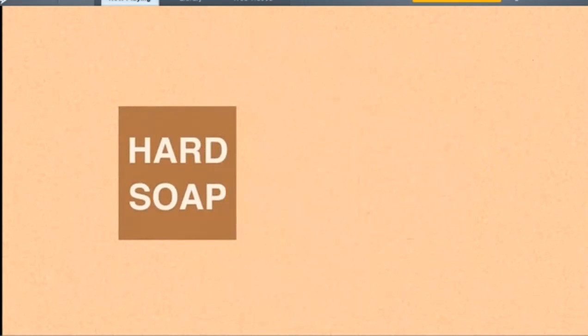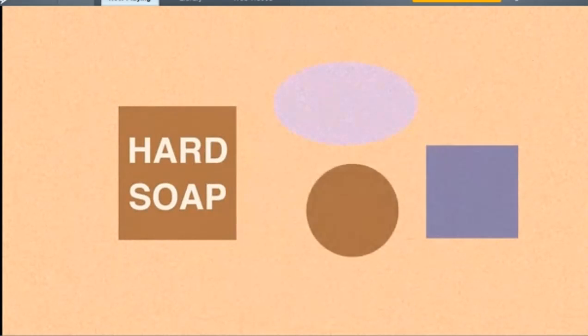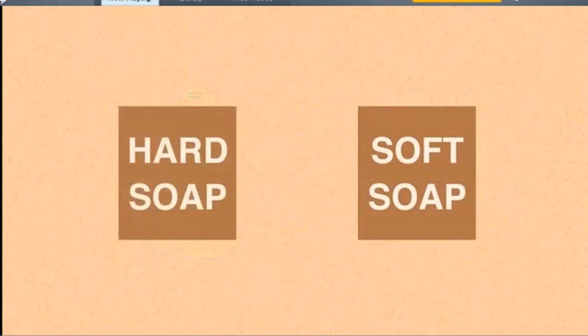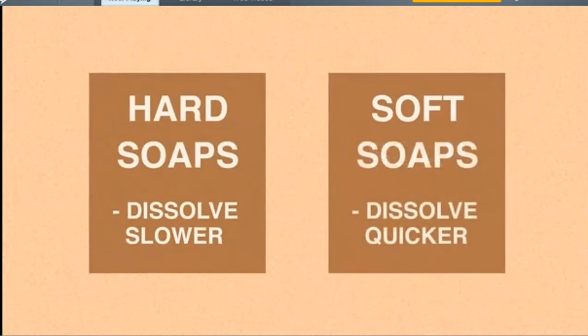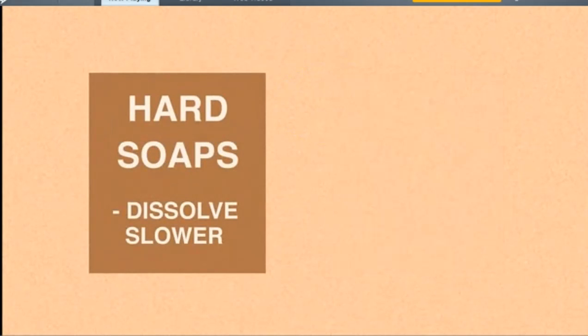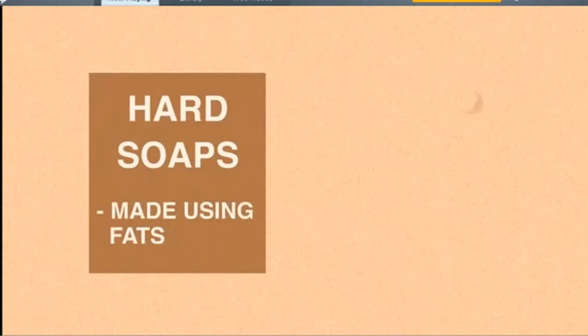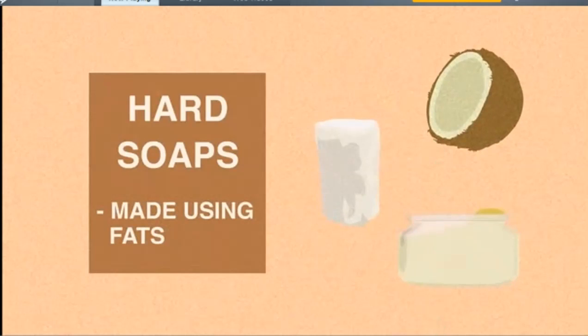Soaps can be hard, meaning they can be moulded into shapes, typically a bar, or they can be soft, like those found in hand washers, which are liquefied and kept in bottles. In addition, hard soaps dissolve more slowly, whereas soft soaps dissolve more quickly. Hard soaps are made by using certain fats, like coconut oils, lard, or cocoa butter.